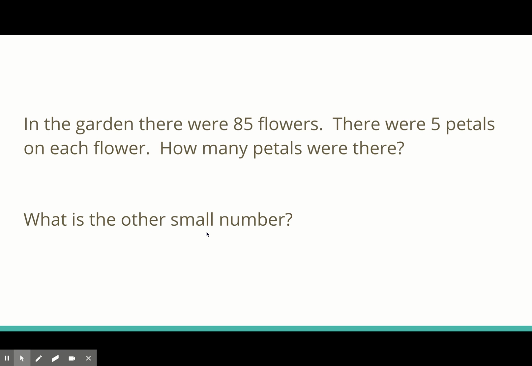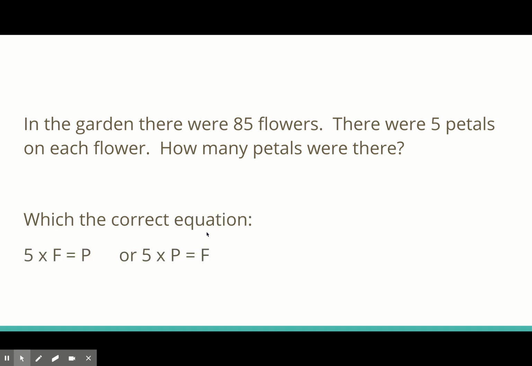Next up. The other small number, and it's going to be a letter in this case, is going to be what? Flowers or petals? Go ahead, pick it now. It's going to be flowers. Which one of these is the correct equation to help us get the answer? Is it 5 times F equals P, 5 times flowers equals petals, or 5 times petals equals flowers? Let's figure that out. It's 5 times flowers equals petals.